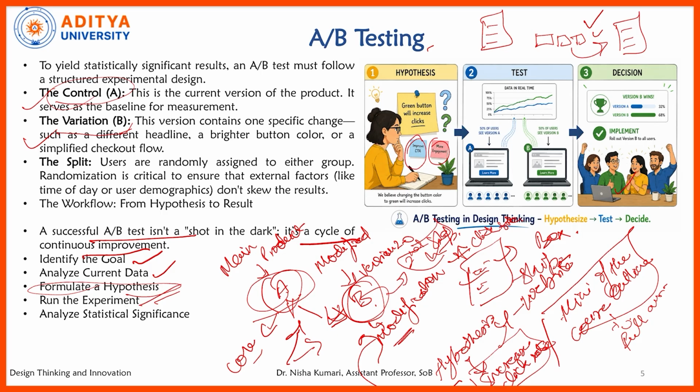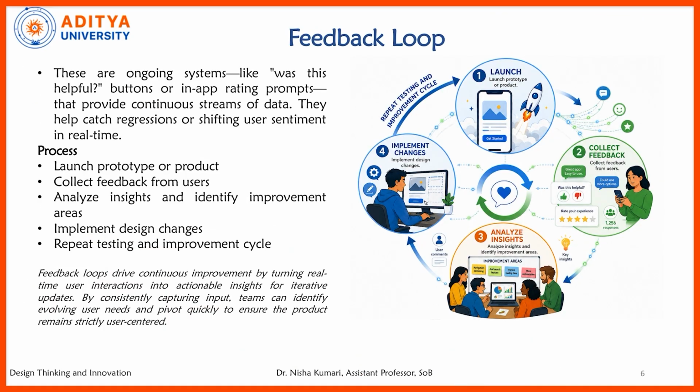Then we are going to run the experiment between these two versions, and based on the outcomes we are going to analyze their statistical significance. In A/B testing, the outcome we measure is statistical, meaning in terms of numbers. Then the third method is your feedback loop.